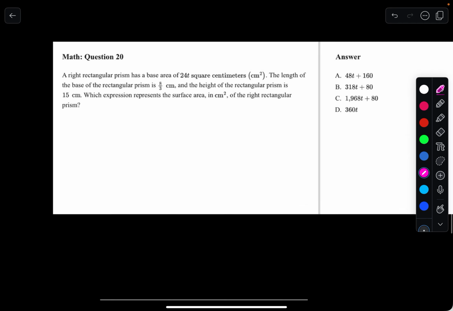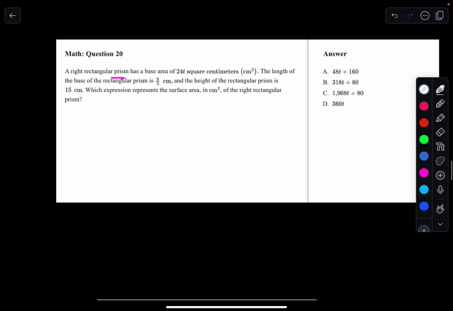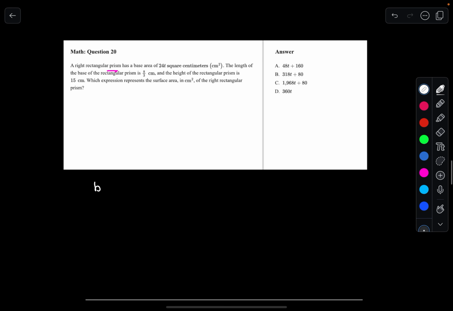This one is pretty important. So, a right rectangular prism with a base area of 24t. So base is equal to 24t, length is equal to 8 over 3, and height is equal to 15.